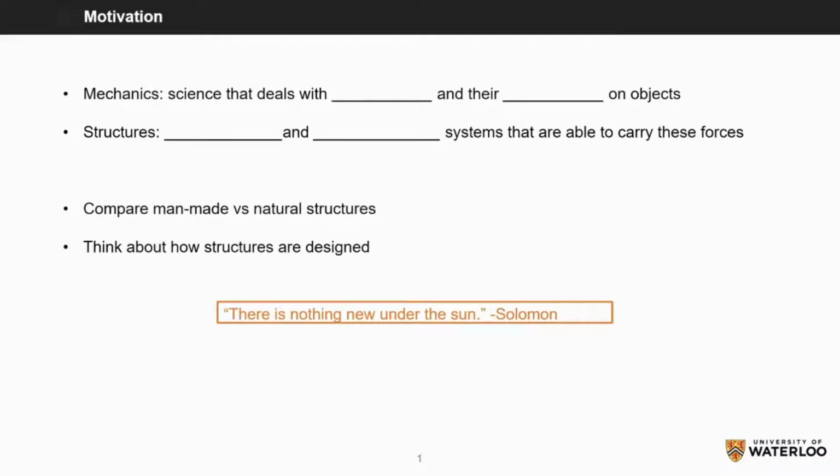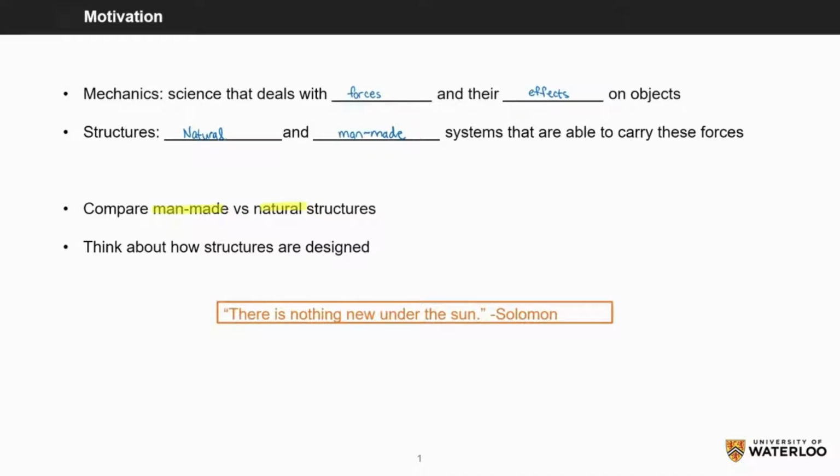The definition of mechanics is the science that covers various types of forces and analyzes the effects of these forces on other objects. Structures can be natural or man-made systems that are impacted by the different forces. Next, we will be looking at a natural and man-made example for each type of structure.